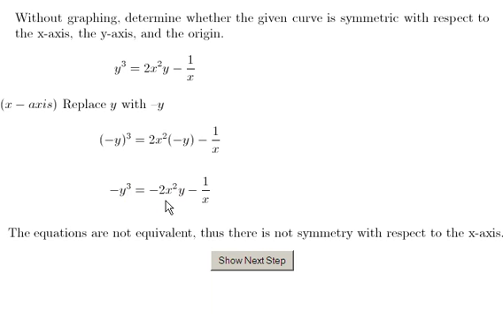And now what we want to do is determine if this is equivalent to our original equation, which it is not, because this is different. This term is negative and this term is negative, whereas they were not in the original curve. So the curve is not symmetric with respect to the x-axis.